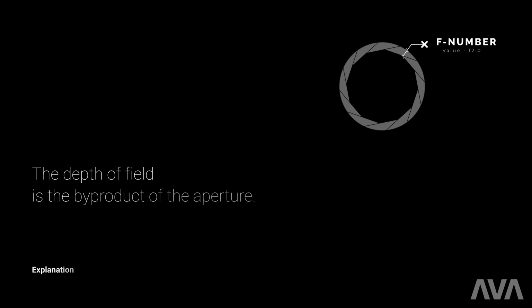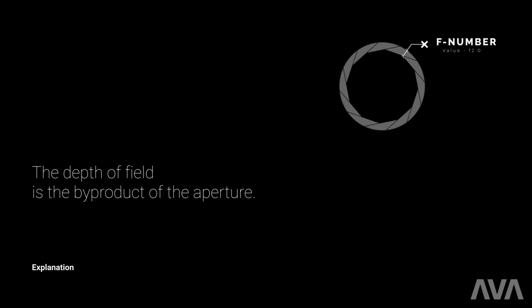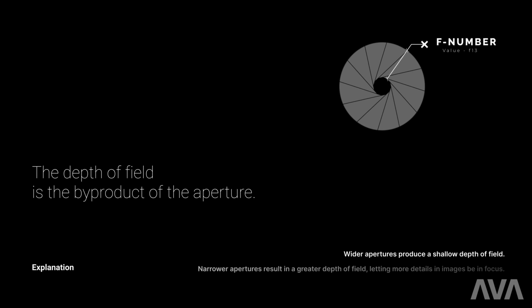The depth of field is the byproduct of the aperture. Wider apertures produce a shallow depth of field. Narrower apertures result in greater depth of field, letting more details in images be in focus. But the image gets darker because less light can come through the lens. Each lens has its own aperture range. Lenses which can open wider are more expensive, but we as 3D artists don't have to worry about it.